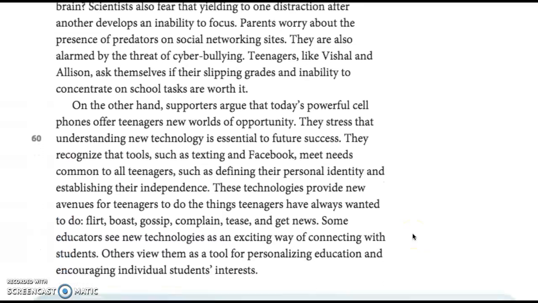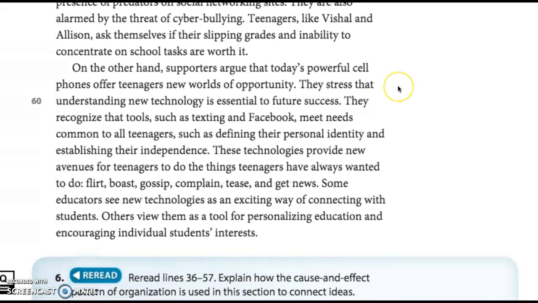On the other hand, supporters argue that today's powerful cell phones offer teenagers new worlds of opportunity. They stress that understanding new technology is essential to future success. They recognize that tools, such as texting and Facebook, meet needs common to all teenagers, such as defining their personal identity and establishing their independence. These technologies provide new avenues for teenagers to do the things teenagers have always wanted to do: flirt, boast, gossip, complain, tease, and get news. Some educators see new technologies as an exciting way of connecting with students. Others view them as a tool for personalizing education and encouraging individual students' interests.